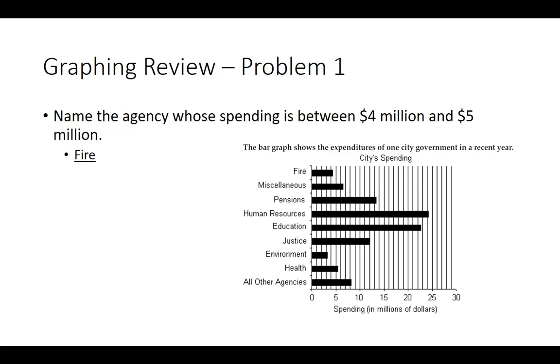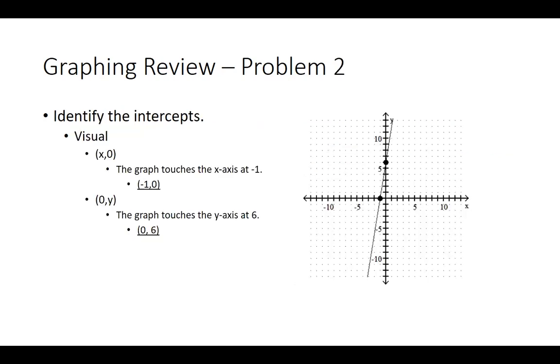Now we'll get into the more traditional graphing that we worked on earlier in the course. In problem 2 here, we want to identify the intercepts, and this is a visual problem. We're given a graph on the right. That graph has 2 points highlighted, a y-intercept where we cross the y-axis, and an x-intercept where we cross the x-axis.